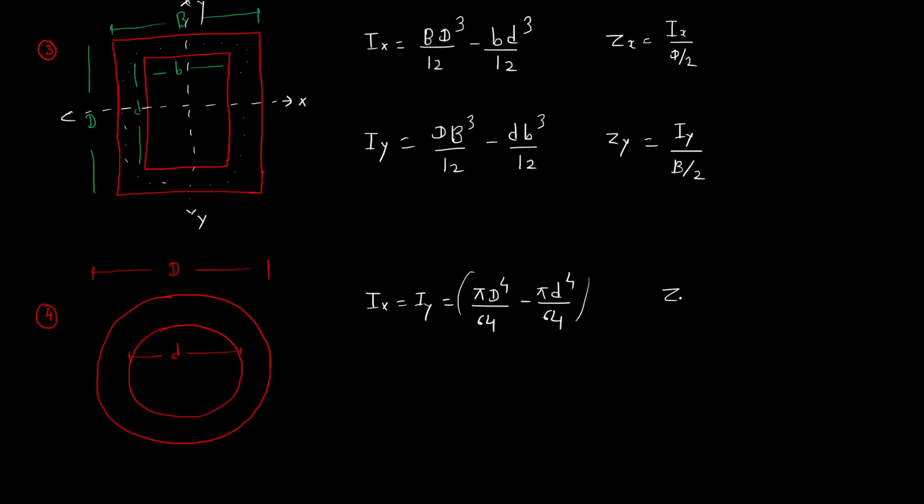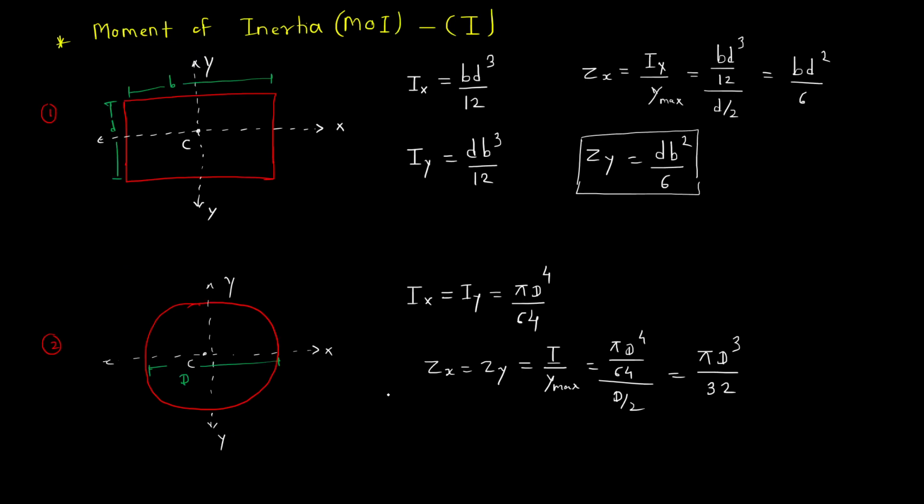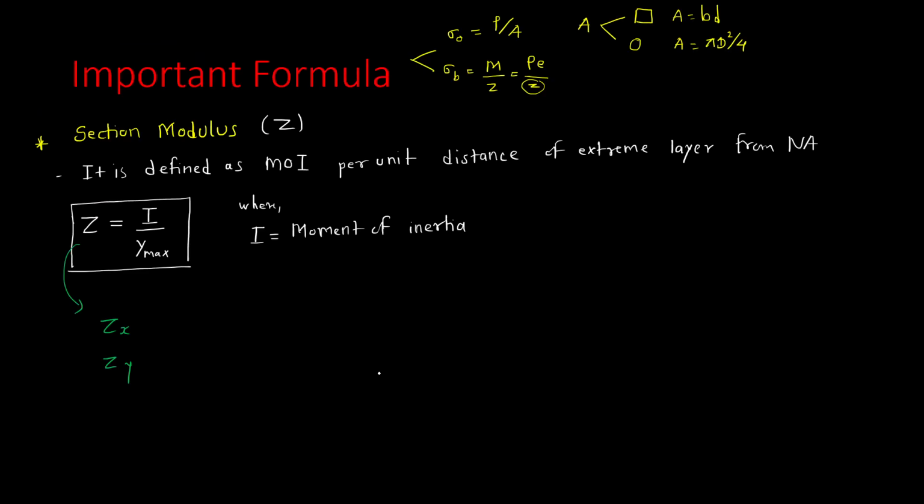Similarly, the value of Zx and Zy will be the same, and this will be Ix by capital D by 2 or Iy by capital D by 2. So these are all the formulas that will be required. The only thing that we have to see now is when to use Zx and when to use Zy. This we will see in the next class.